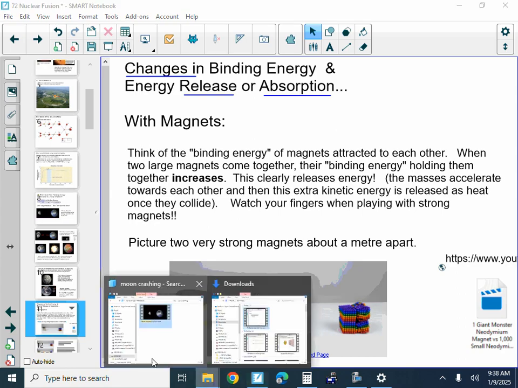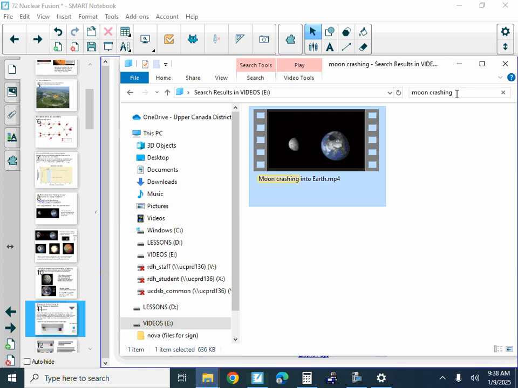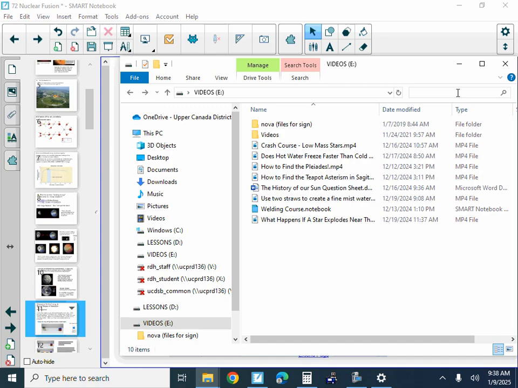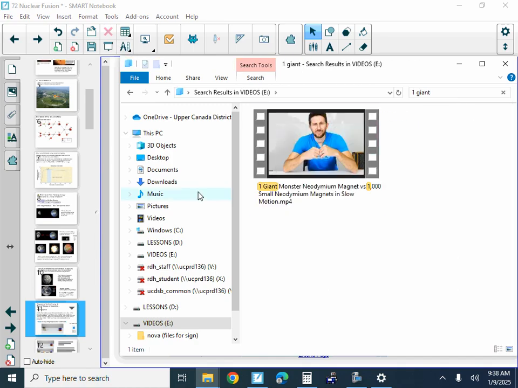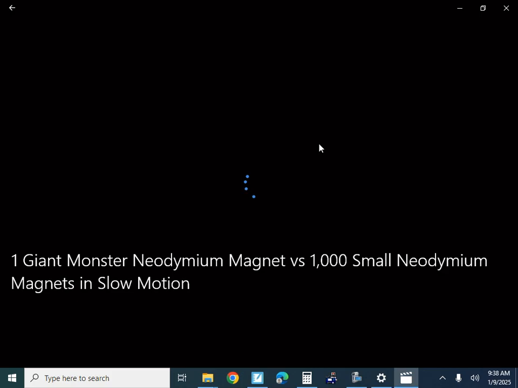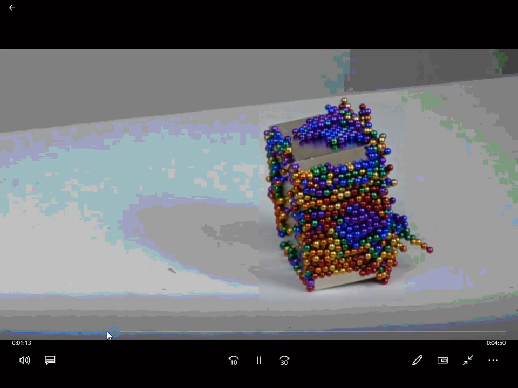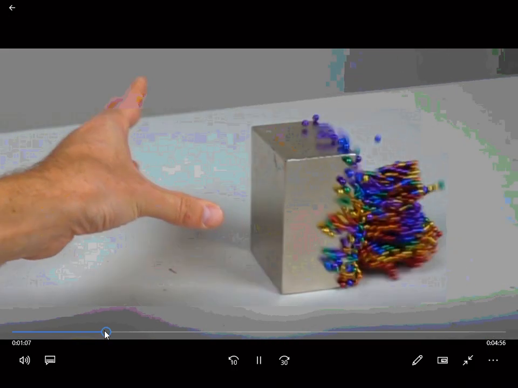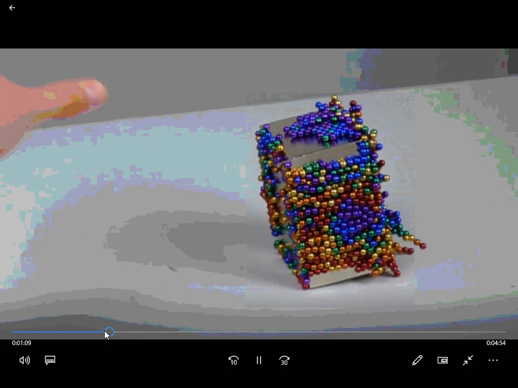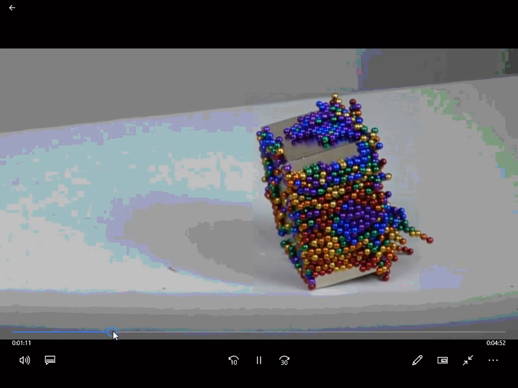So if I type in one giant here, probably come up easy enough. One giant, probably looked like it was going to have it anyways. So this is a giant neodymium, or however you say it, magnet, and he's going to show it crushing, yeah, there you go. Right, picture that energy is released there when they get stuck together.